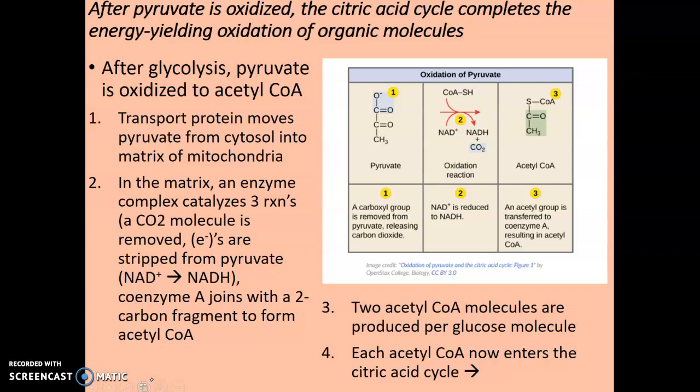Each acetyl coenzyme A now enters the citric acid cycle. You can see in my diagram we have the pyruvate. Remember, 2 pyruvates come in for every glucose, and a carboxyl group is removed from the pyruvate, releasing the carbon dioxide right here. Then an oxidation reaction occurs, and NAD is reduced to NADH, and that's where we add on the coenzyme A. The acetyl group is transferred to the coenzyme A, resulting in acetyl coenzyme A, and that's going to go into the citric acid cycle.